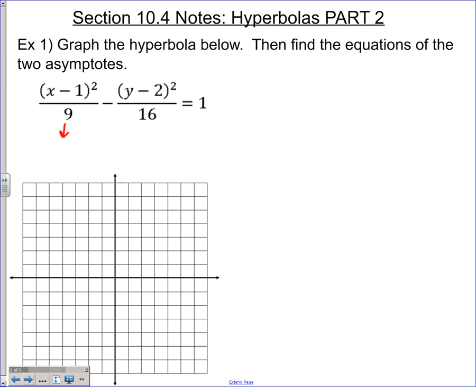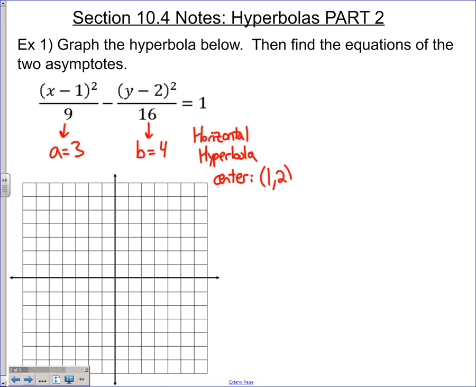We know that a for hyperbolas always goes with the first positive squared term. So in this case, a squared is 9, which means a is 3. b squared is 16, which means b is equal to 4. Because the x term comes first, this is going to be a horizontal opening hyperbola, so a horizontal transverse axis. We can also identify our center, which is (1, 2).